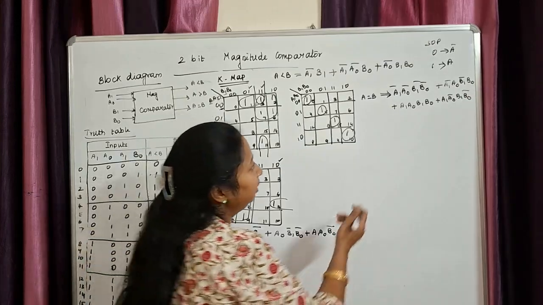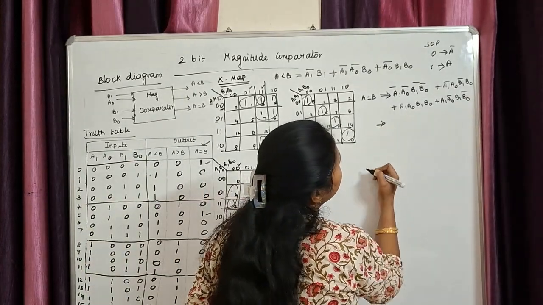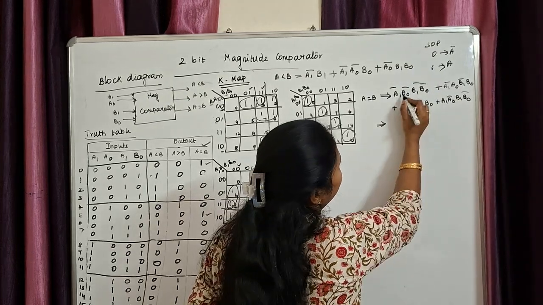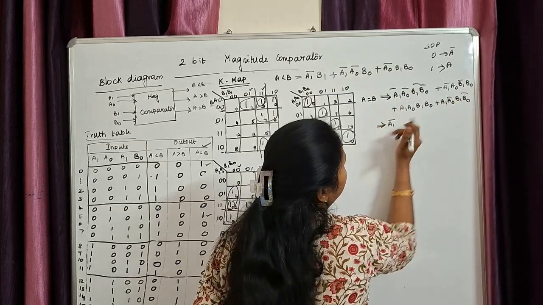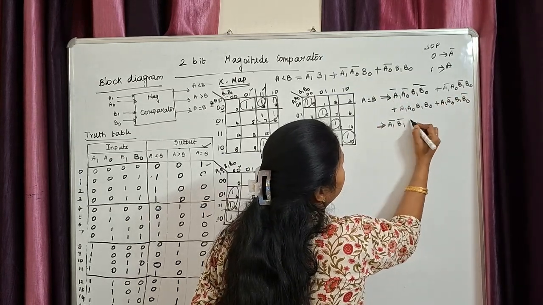Clear? Try to simplify this equation now. Can we take any terms outside? Yes, A1 bar, A0 bar, we can take it here. On these two terms, I'm going to take A1 bar and B1 bar. So A1 bar, B1 bar, I'm taking it out.